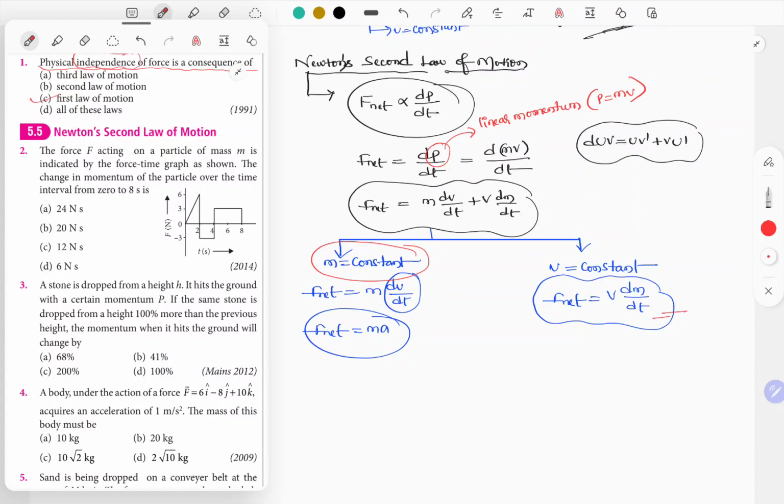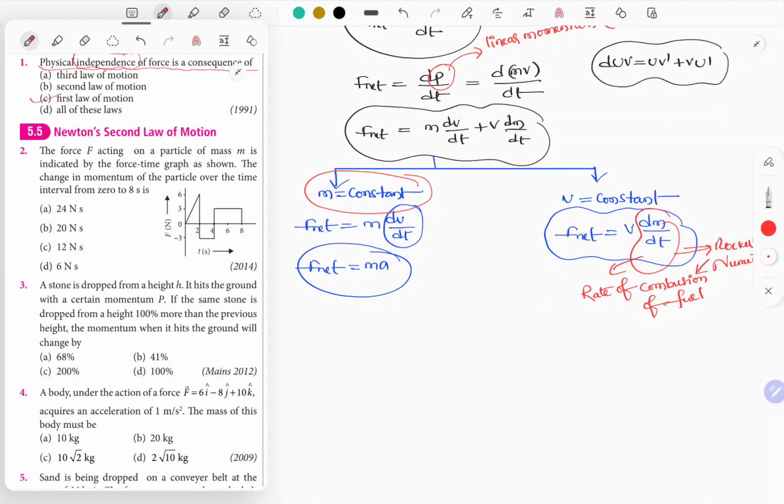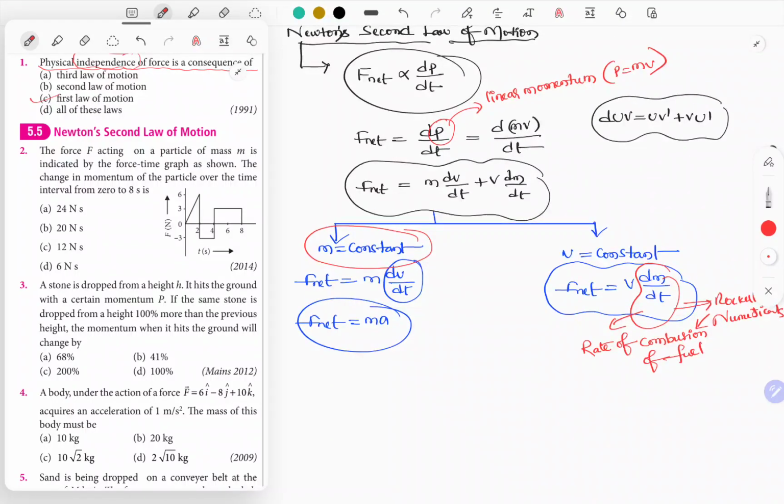This formula is actually useful in solving rocket numericals. In solving rocket numericals, we are going to use this formula a lot. So what's the meaning of dm by dt? dm by dt is nothing but the rate of combustion of fuel in rocket numericals.